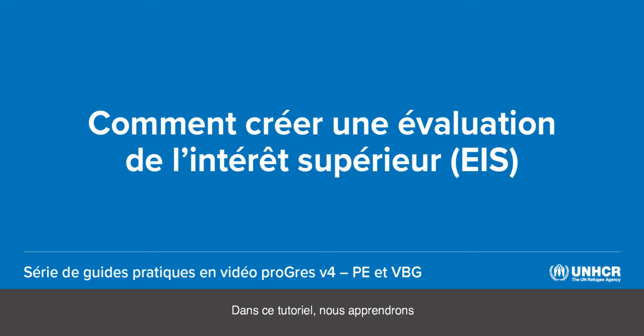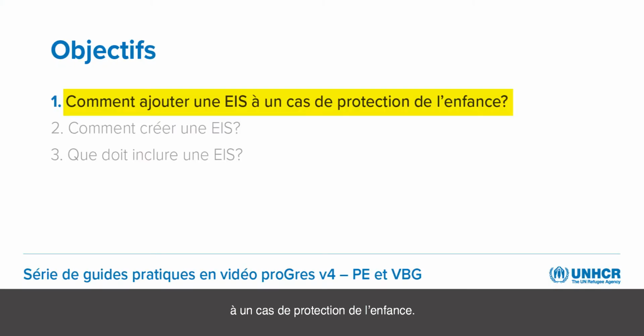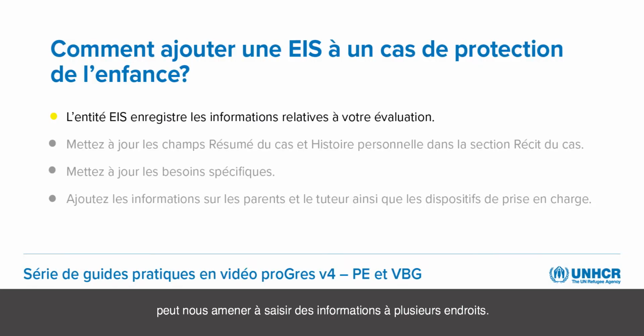In this tutorial, we will go through how to add a best interest assessment to a child protection case. The assessment step of case management for children at risk can require us to enter information in several places. The BIA entity records information about your assessment itself.